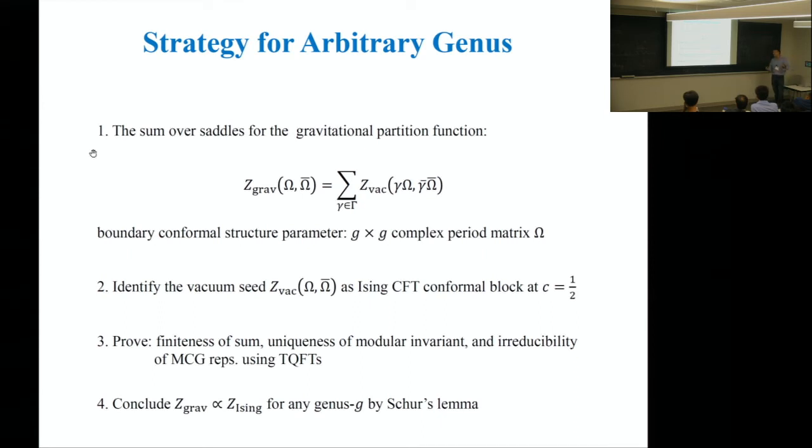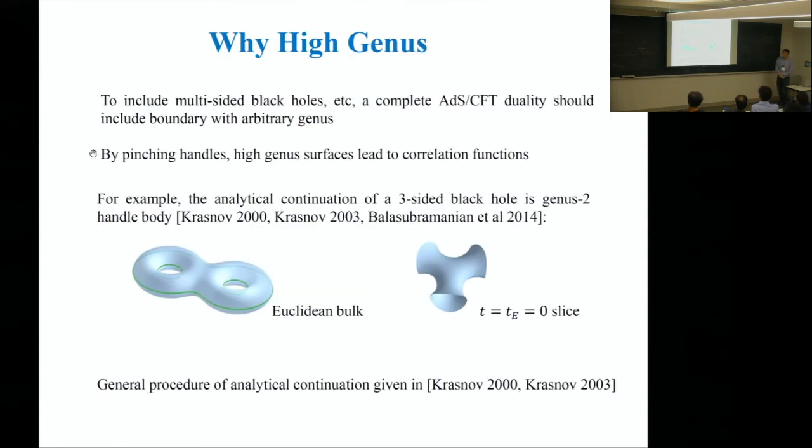So we argue that both the gravitational partition function and the Ising partition function are modular invariant, and because of irreducibility, they're only proportional by a constant. You ask why high genus? That's because we do Euclidean geometry, and if you do analytic continuation, there's a paper that tells you that you need to double the Lorentzian signature. If you cut here, you can think of the circle as t equals 0 for the Lorentzian signature, and then you do Euclidean, you double them. So that's how you go to a high genus.